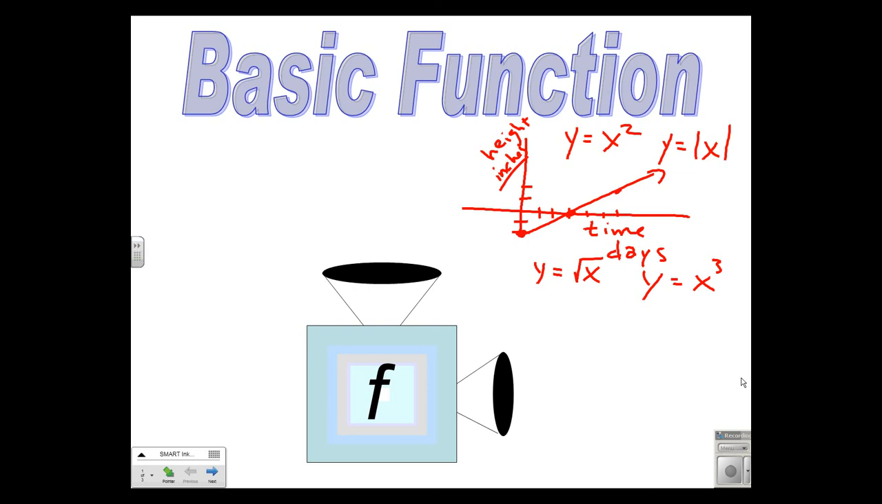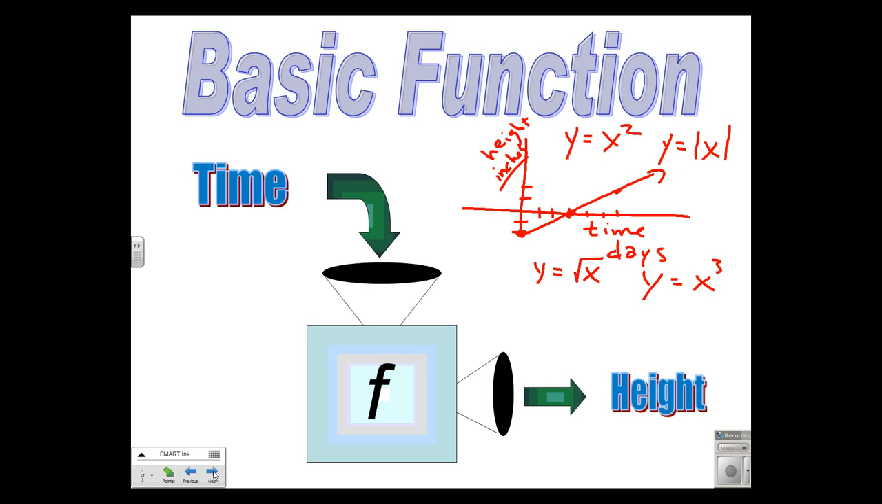So what do basic functions do in terms of corn growing? They're factories that we put time into, and time goes into this factory and rumbles around in there and gets spit out as height. We put in time in days and we get out height in inches. That's what functions do. We put in x's, we get out y's, or in the case of my analogy, we put in time and we get out height. Okay? So let's continue on with this thought.